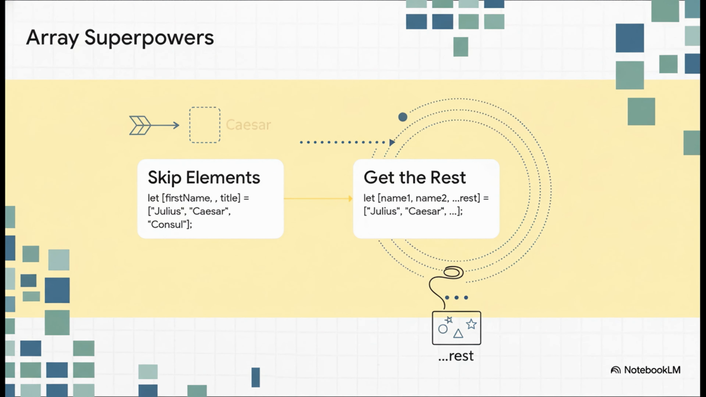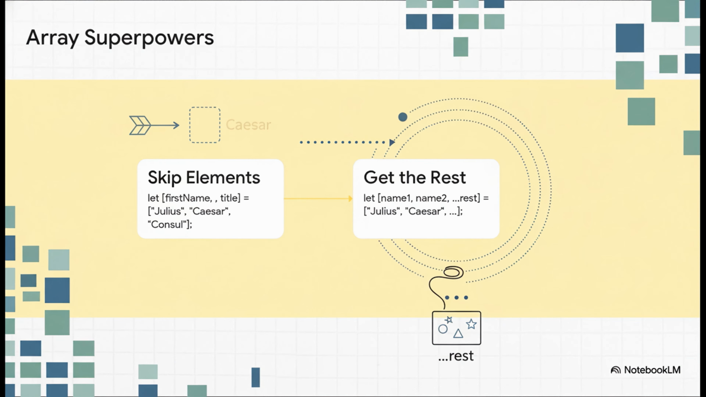But wait, there's more. Destructuring gives you some amazing superpowers. Let's say you don't care about an element in the middle. Easy. Just use a comma as a placeholder to skip right over it, like we're doing with Caesar here. Or even cooler, what if you want the first few elements and then everything else? That's where the rest operator, those three little dots, comes in. It just scoops up all the remaining elements and puts them into a brand new array for you.